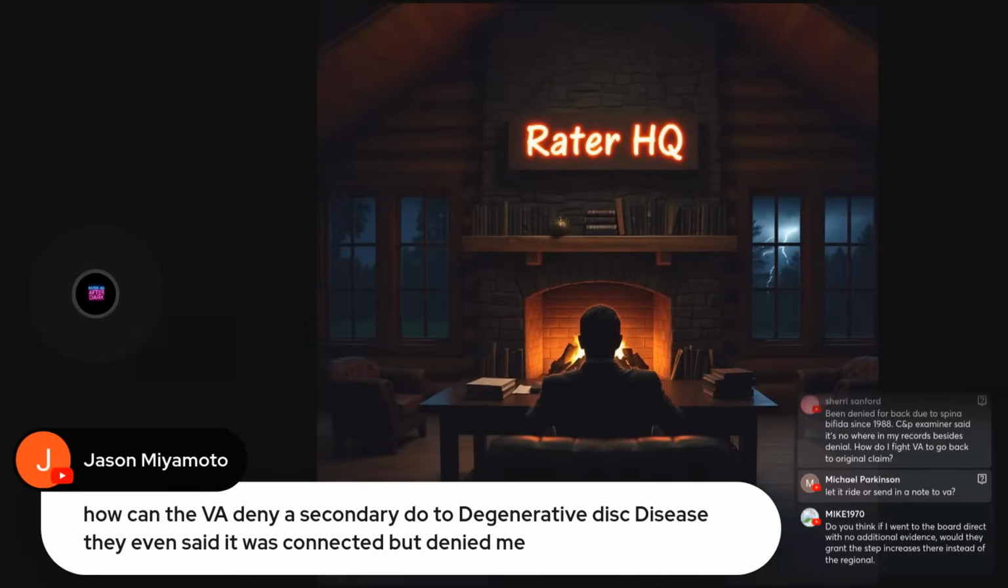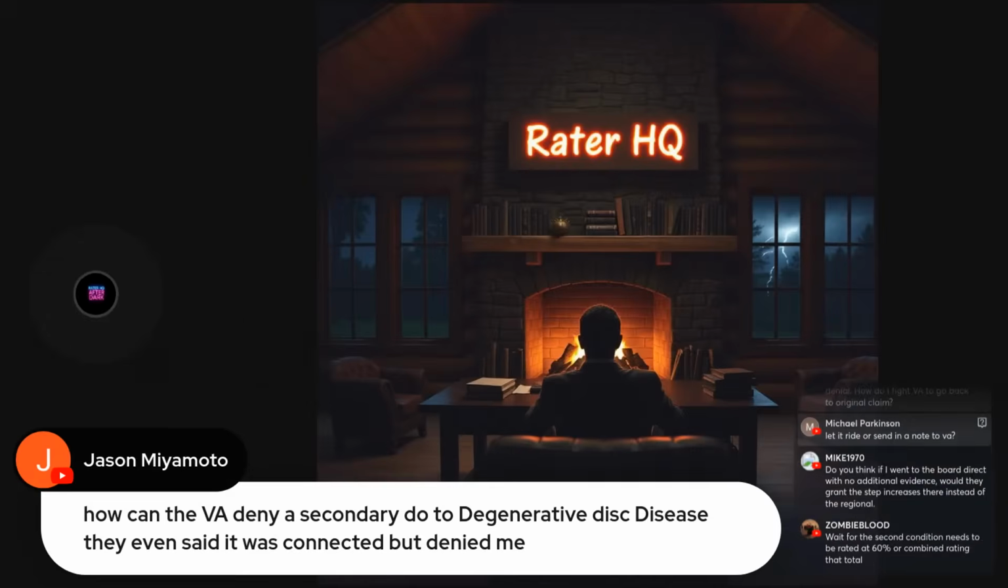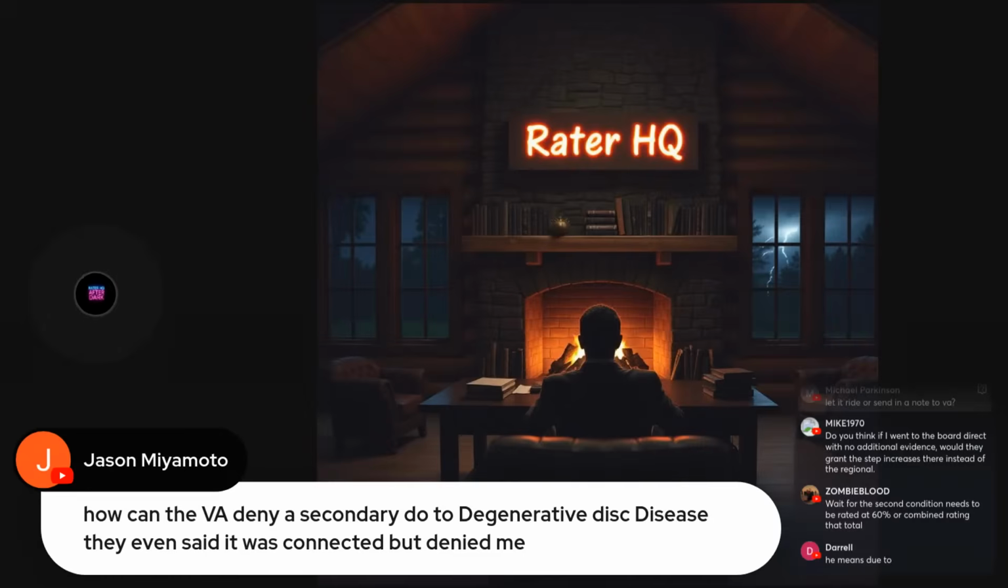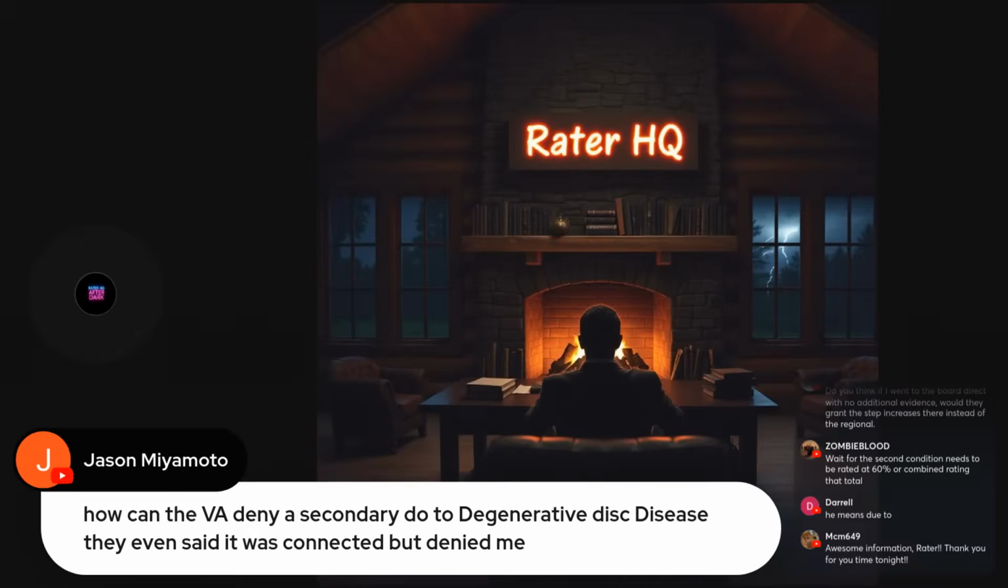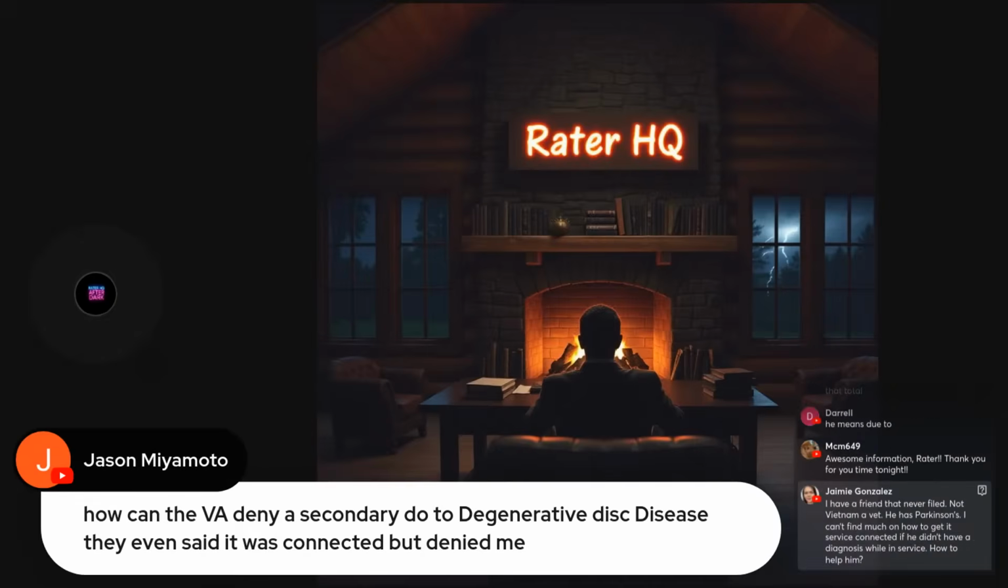They can do it because with degenerative disc disease, there's a disease process one, and then there's a post-traumatic version of it. And what they probably said was due to. Okay. Thank you, Daryl. It's probably that they thought it was the post-traumatic one. So, like, you can get post-traumatic arthritis if you jam your knee or something like that.